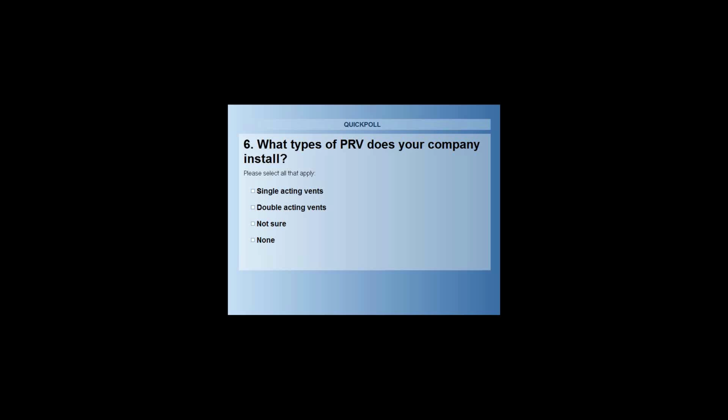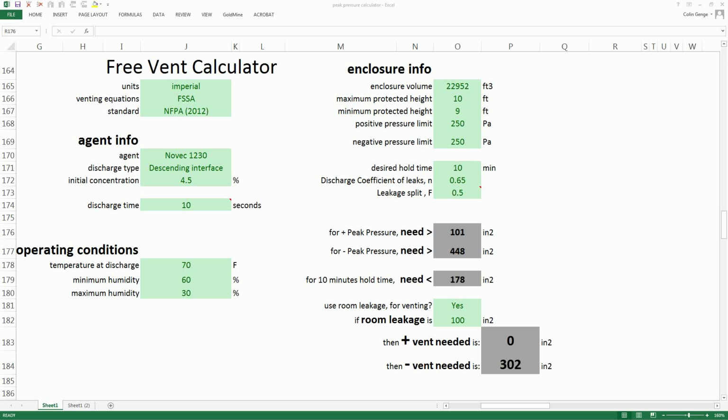So let's just stop that little poll, and we'll go back to showing my screen again. I'm just going to change something on here to make sure that it actually changes. Okay, doesn't look like it's changing. Let's just try that. There we go.